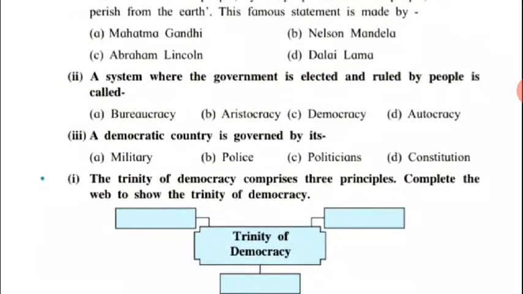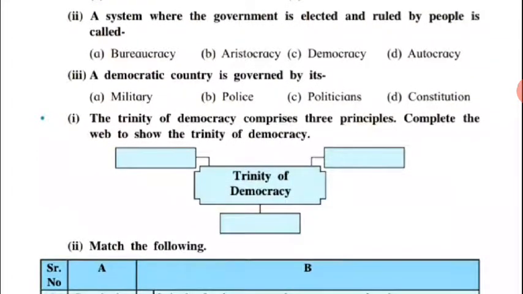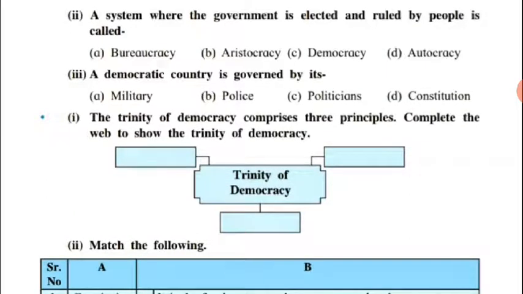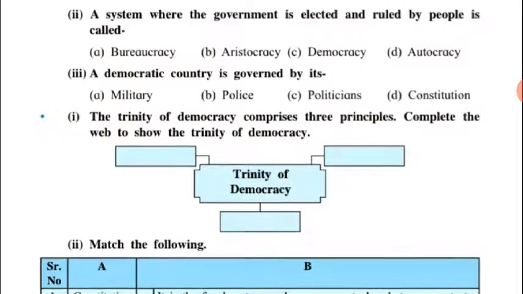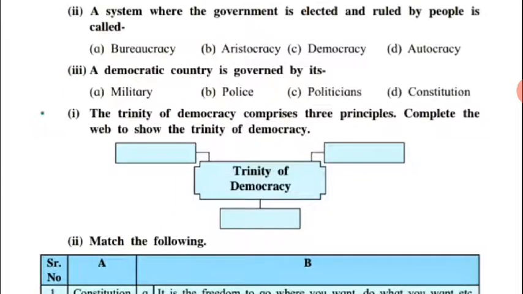Now the next one. The trinity of democracy comprises three principles. Complete the web to show the trinity of democracy. If you have seen the earlier video wherein we discussed the trinity of democracy, the first one is liberty, second one is equality, and last one is fraternity. I repeat, liberty, equality and fraternity. These are the three principles which are denoted as trinity of democracy.